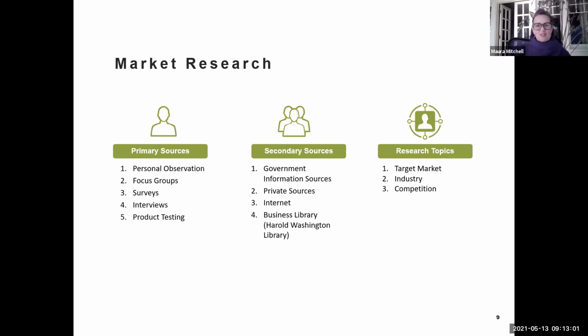Exactly. So primary market research can be more expensive, and it's one-on-one: surveys, interviews, direct contact with your market or your industry or your competition, talking to your competitors. And secondary market research is a great way to start figuring out more about your industry. You can go to the library. I have Harold Washington Library listed here. They're a great resource. They have business librarians, but in your community, you might have a business librarian that can help you.